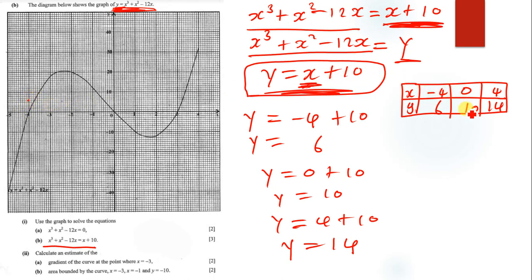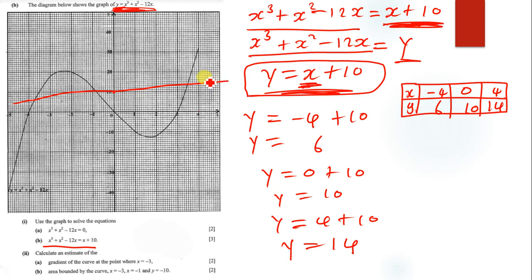Then we have 0, 10. So 0, 10 is somewhere there. And then we also have 4, 14. So 10, 11, 12, 13, 14 is there. So now I'm going to draw a line to connect these points. So this is what I'm going to have.